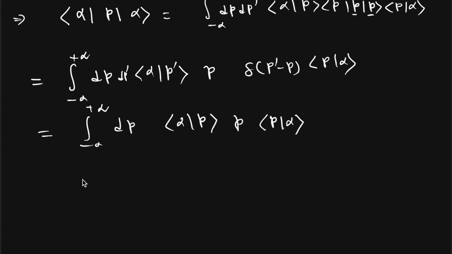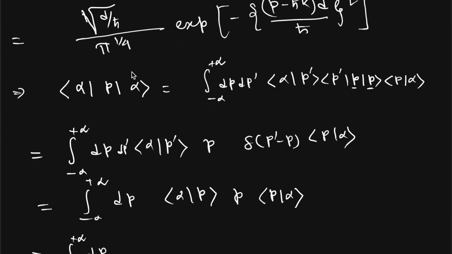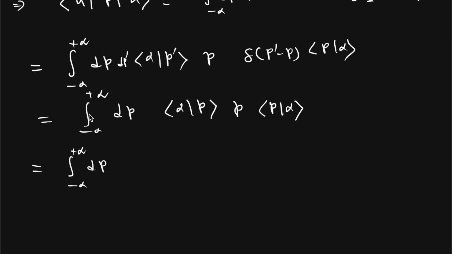Now let us calculate what is the expectation value. So that will be integral from minus infinity to plus infinity dp. This is d by ħ.